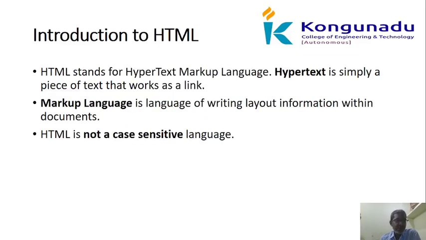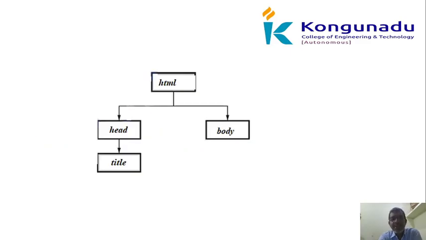So, introduction to HTML. HTML is the hypertext markup language. It is simply a piece of text that works as a link. Okay, it's the easiest language, very dead easy. It is a case sensitive language and writes layout information within the document. So how can it be categorized? Inside the hypertext markup language, either you have the head or body. Within the head you have the title. If you see one example, you can easily understand this hierarchy.